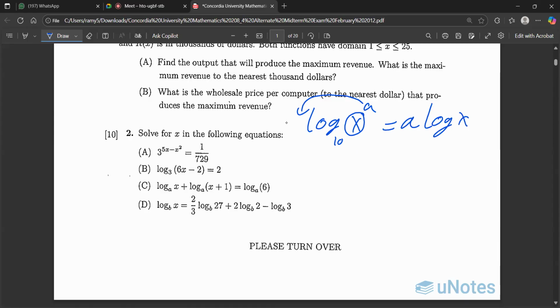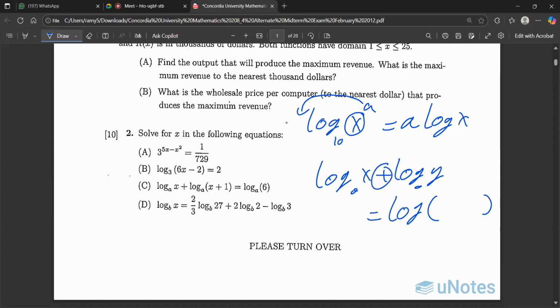Another thing, if we have log x plus log y with the same base, I can unite the logs, and because it is plus, I will multiply the two expressions. And if it was minus, I will divide them. Last one: if log x equals log y, the same log, same base, cancel, cancel, so x equals y.